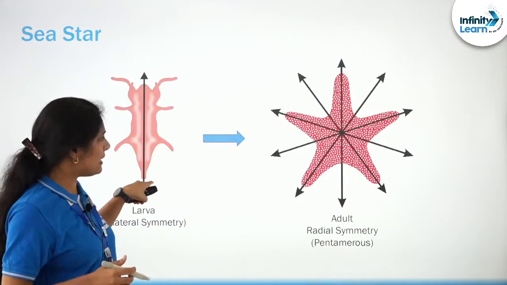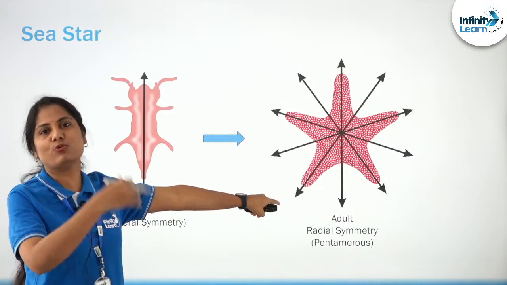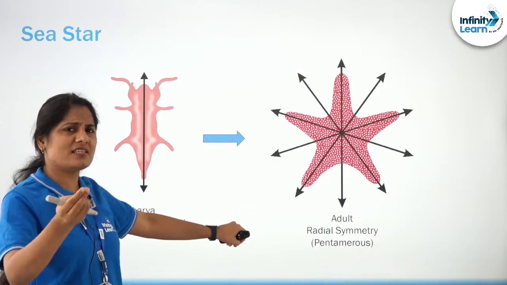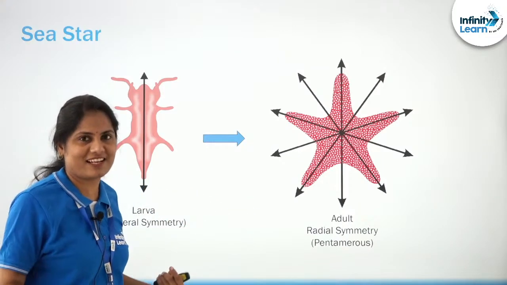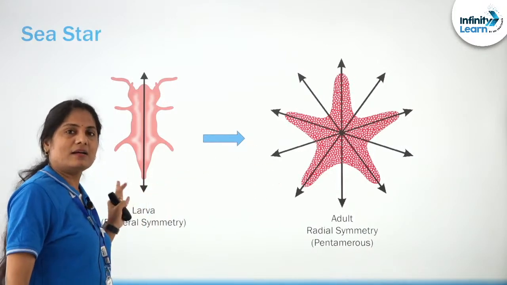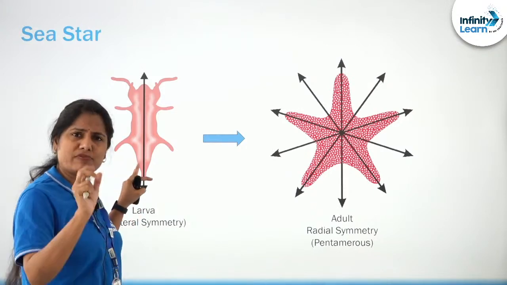You look at this larval form of the sea star. Many of you would have found this on the beaches. You go on vacation, you play, have a good time on the beach, and there are chances that you find these starfishes. You're very excited when you find them, right? So these sea stars, when they are the babies, the larval forms, exhibit a perfect bilateral symmetry.